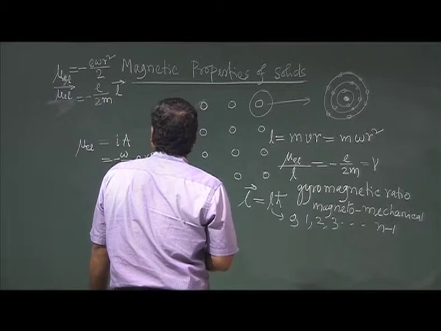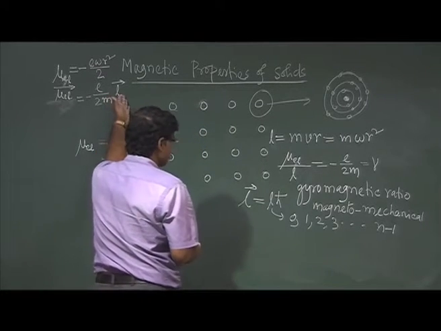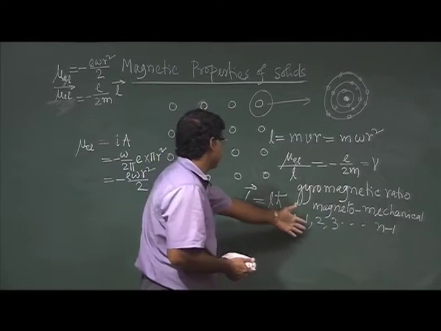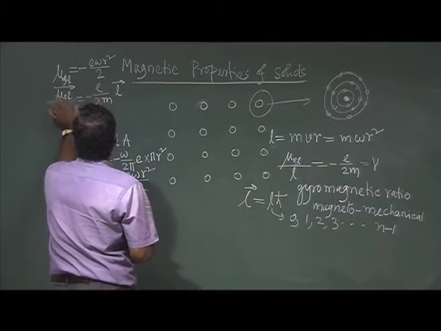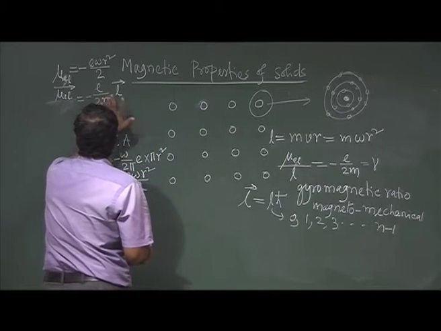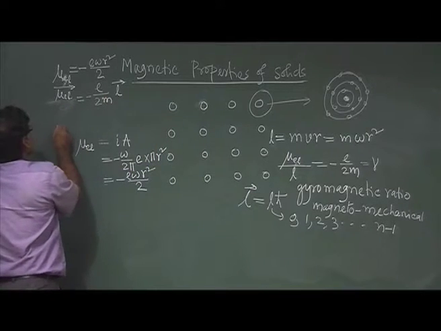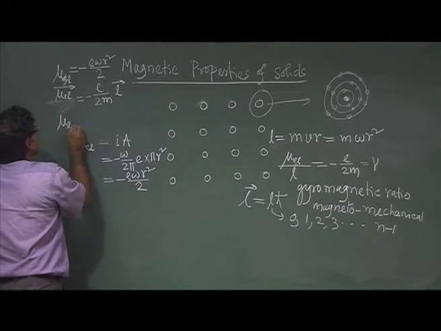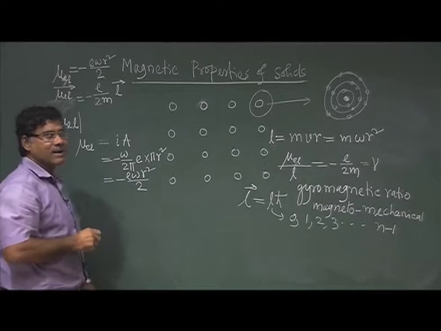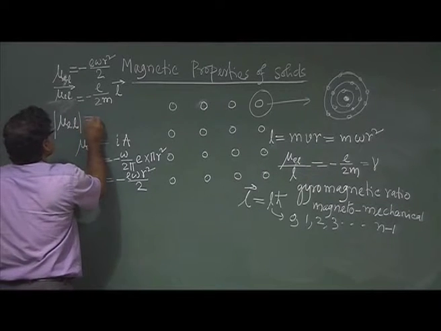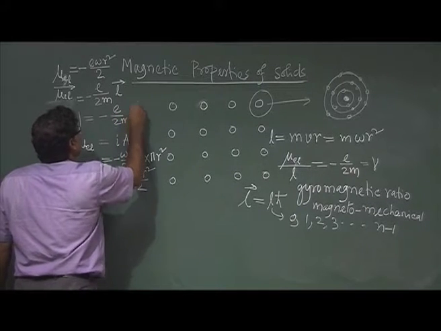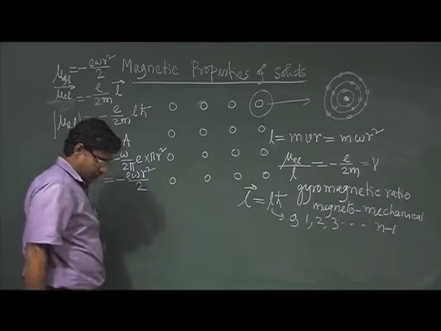So for different orbits, L is different, and then you will get different magnetic moments. So I can write the magnitude mu L as minus E by 2m times L H cross, okay.